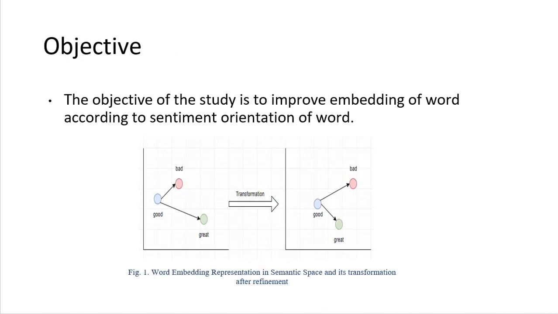So the objective of this study is to improve the word embeddings according to their sentiment orientation. Good and bad, as shown in the figure, are close to each other, and good and great are far away from each other. We want to perform a certain kind of transformation in which good and great will be closer to each other, and good and bad should be away from each other according to the sentiment orientation.